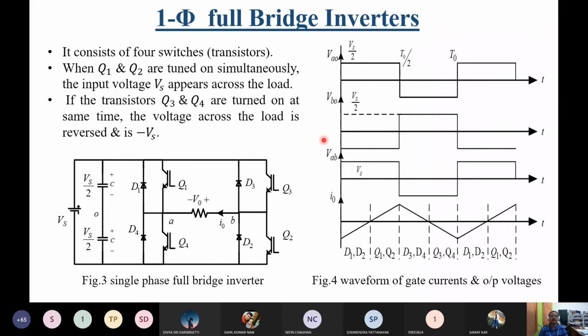And anything else? And the operation of the switch. Inverter.